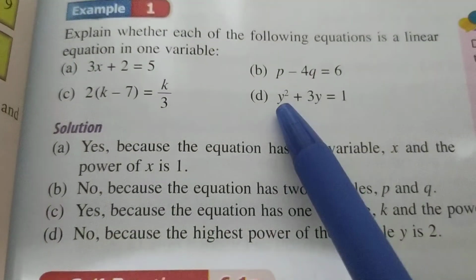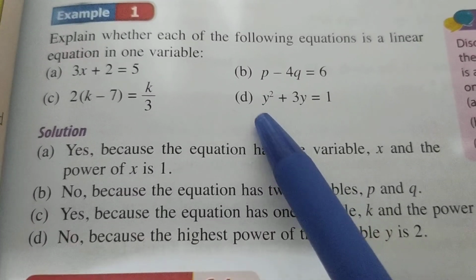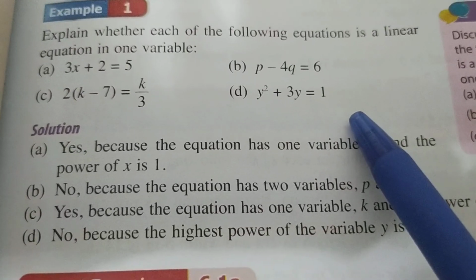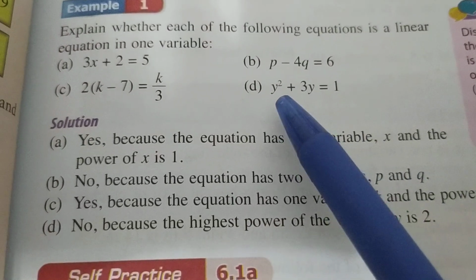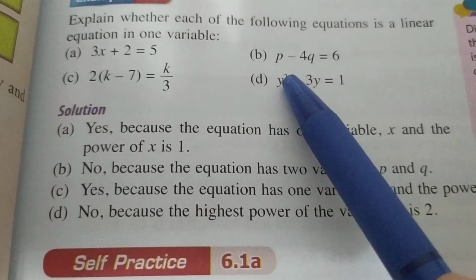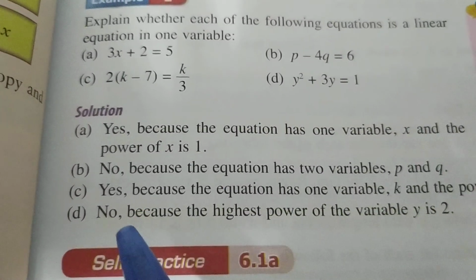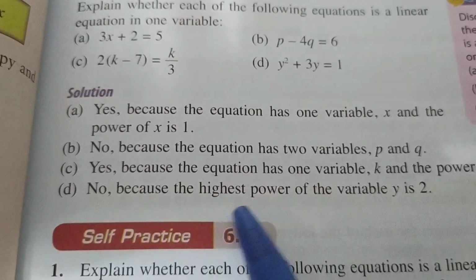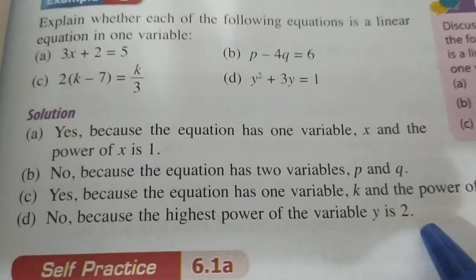Okay, for D, here we have y power of 2 plus 3y equal to 1. For this one we have y as a variable, but this y has a power of 2. So it is not a linear equation. So the answer is no, because the highest power of the variable y is 2.